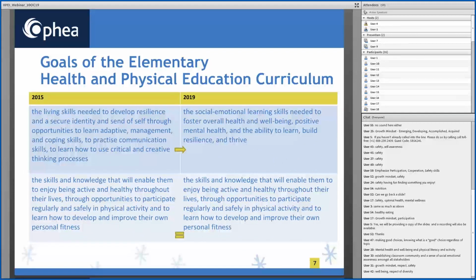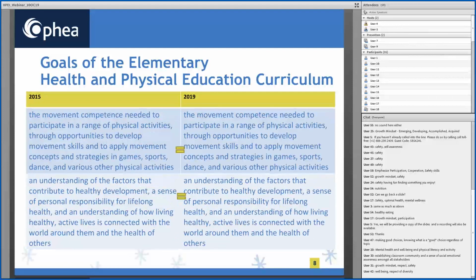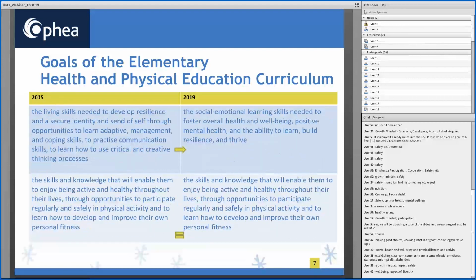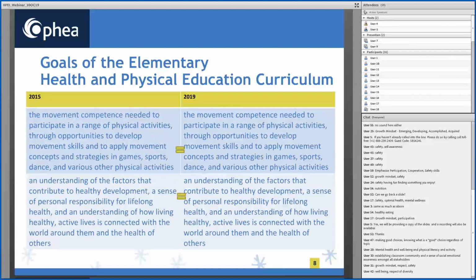You can see on the first one that there is the shift from living skills to social emotional learning skills, and that the other goals have all remained the same, represented by the equal sign. So we're going to pull up a chat window where we'd like you to share words within the goals of the H&PE curriculum that resonate with you.